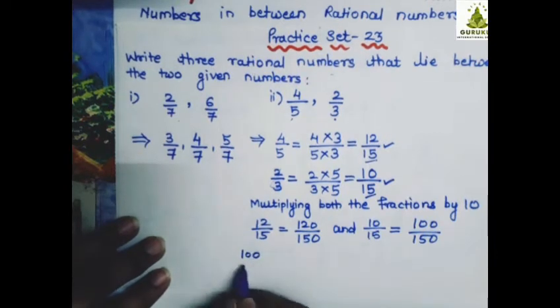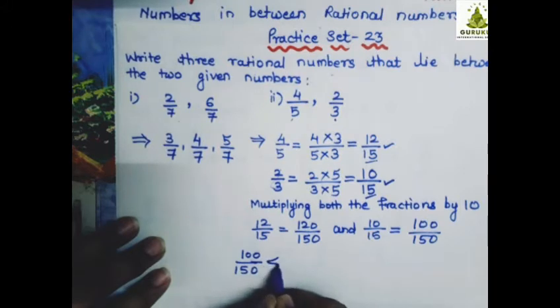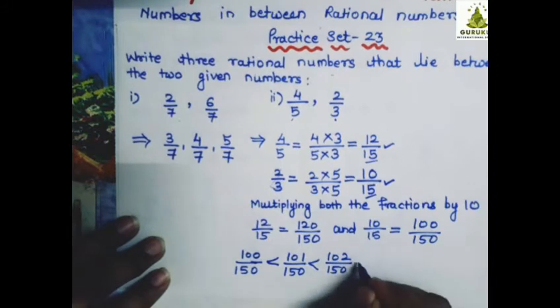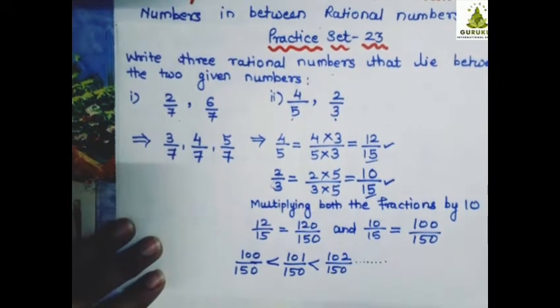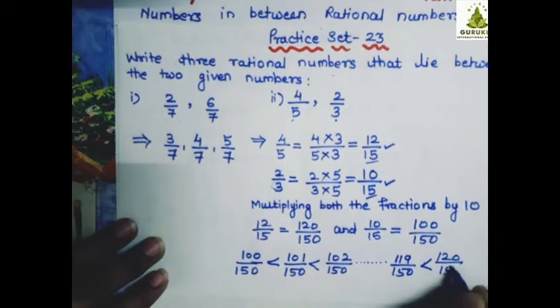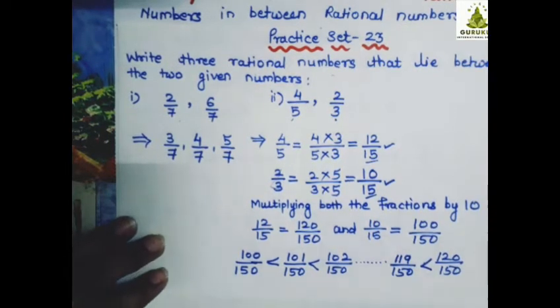The smaller number you should always write first. The next number bigger than it is 101 upon 150, then it will be 102 upon 150. Now you can go on like so, no need to write all the numbers till 120. Correct? You can put dots like this, and you can put 119 upon 150 less than 120 upon 150. This is how you have to write the answer in the final.